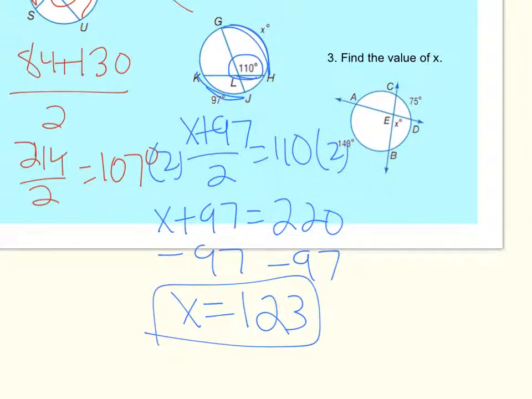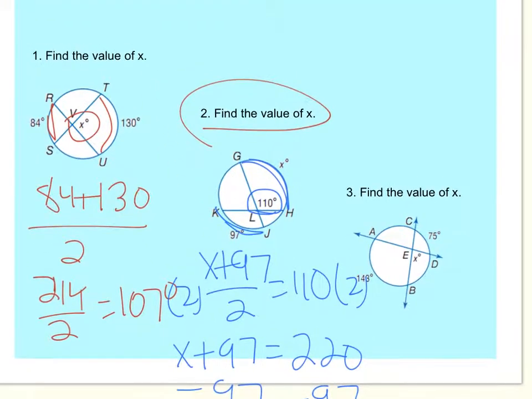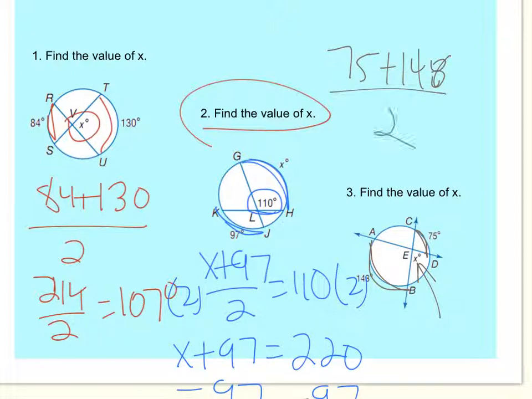There's my answer. Now for number 3, take a look here. A little bit different. I'm looking for that angle, but I know these two arcs. So what I want to do is take 75 plus 148, divided by 2. So that's going to be 111.5. Now, this is not my answer. 111.5 is this angle. It is not x.